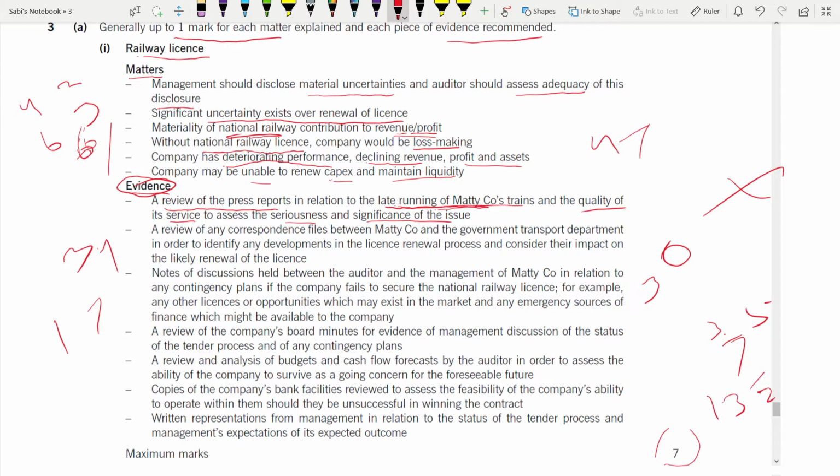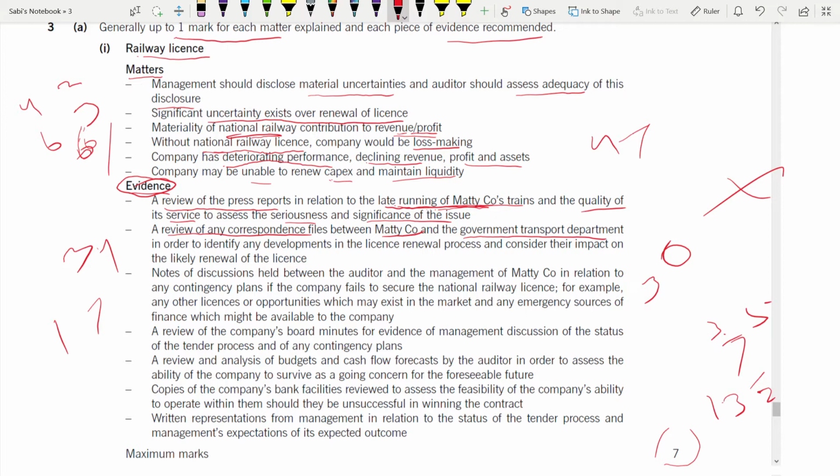Number two, a review of any corresponding files between the company and the Government Transport Department. You see, will you get these answers from the textbook? From your knowledge, will you get these answers? No. From the case study only. Okay. So it's a review of correspondence between both of them, the government and the company, in order to identify any developments in the license.